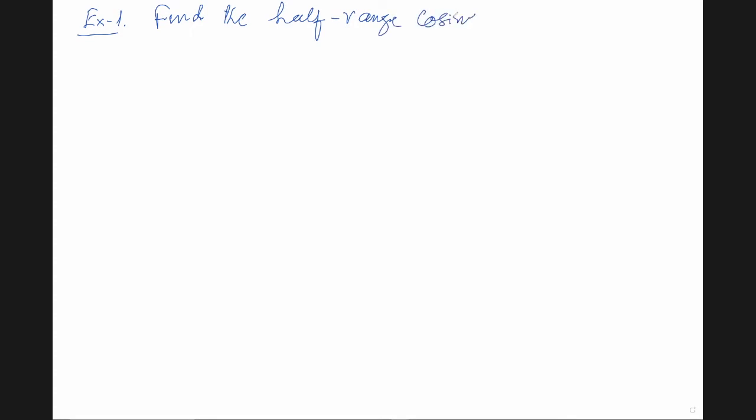Find the half range cosine expansion. It is also called expansion. Sorry, Doctor, we took an example for cosine, yes, right? But not for sine. We didn't take one for sine. Okay, all right.